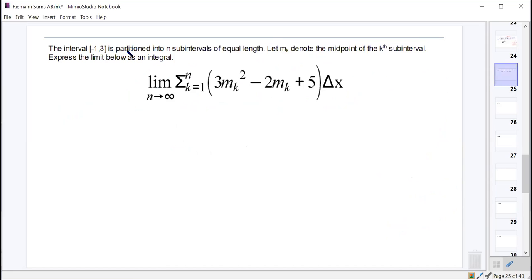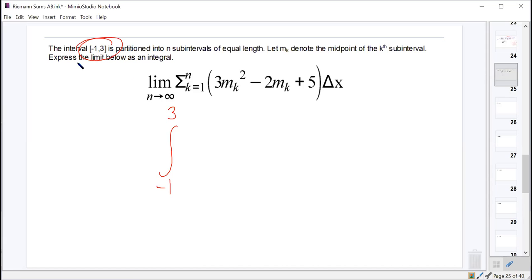You think we can do that? Sure. So we're taking an interval from -1 to 3, and we are going to partition that into n subintervals of equal length. And m sub k, rather than c sub k before, it doesn't matter what letter we use. M sub k is the midpoint of the kth subinterval. We want this to be an integral. So first off, we need an integral sign. There's my integral sign. Where are we integrating from? Where are we finding this area from? -1 to 3.